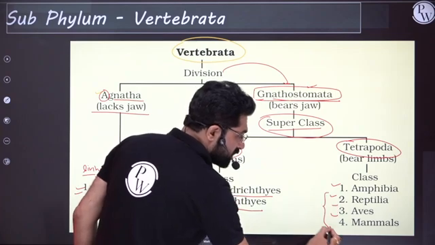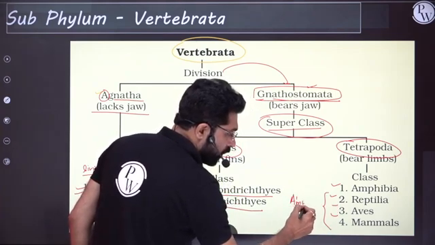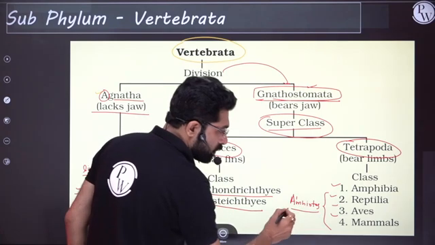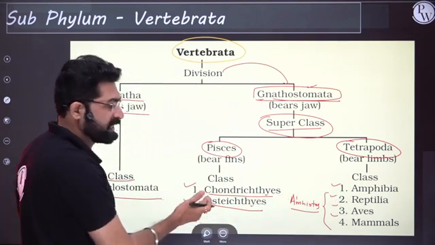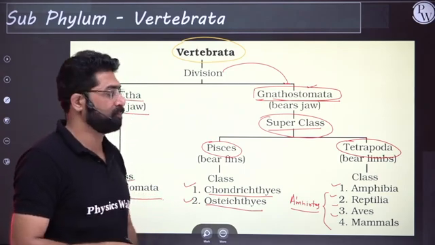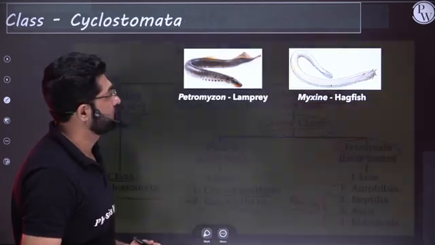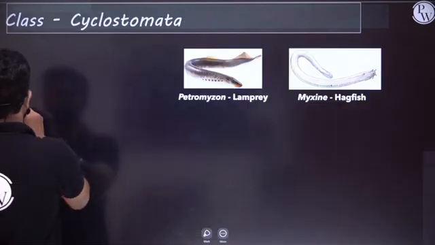Reptilia, Aves and Mammalia are called amniotes. The rest, Amphibia and Pisces, are anamniotes. They don't have an amnion layer over the embryo. Okay, so let's talk about the details of them.